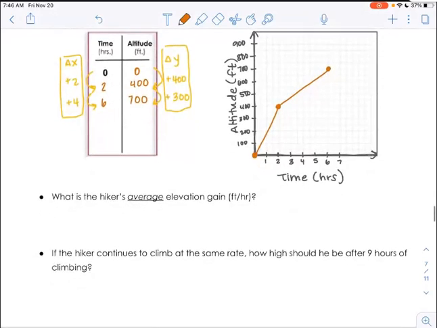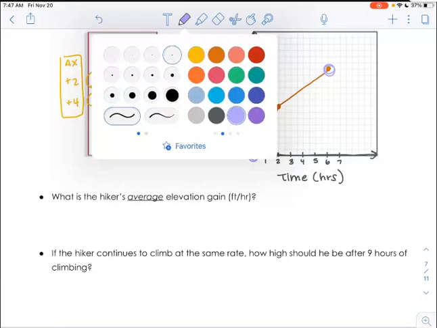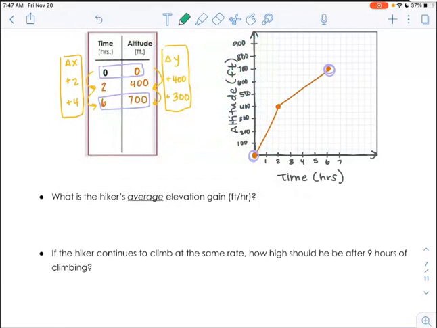It says, what is the hiker's average elevation gain? Well, remember when I said if we're talking about average, it's just asking what is the slope, or the change from the first point to the last point. So we can calculate this. My first point was 0, 0. And my ending point was after 6 hours, he was at 700 feet. So we can use our slope formula here. Slope equals change in y over change in x.